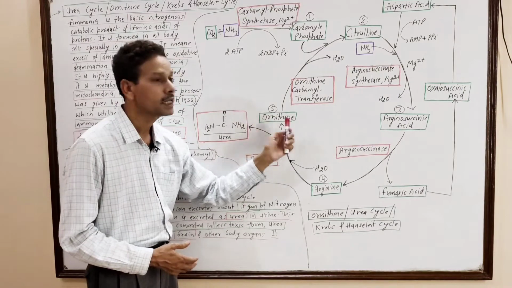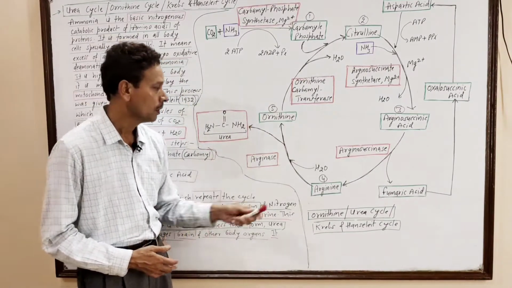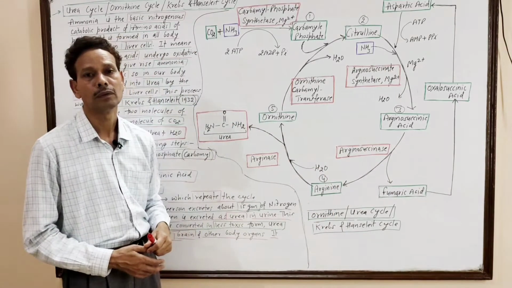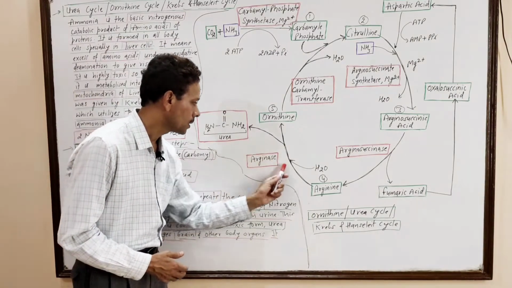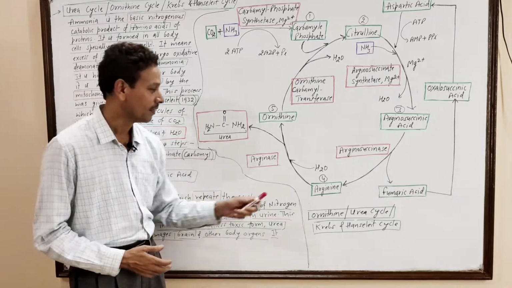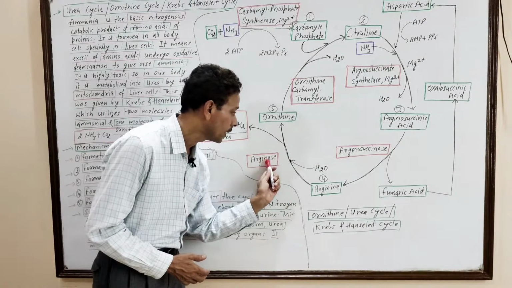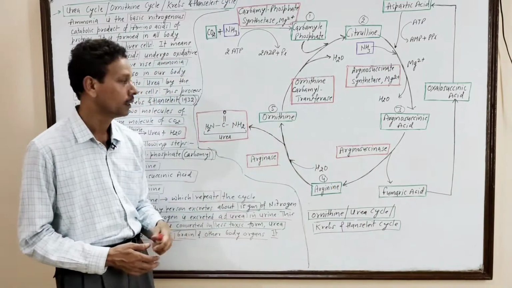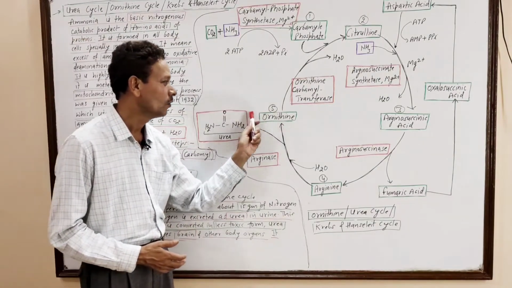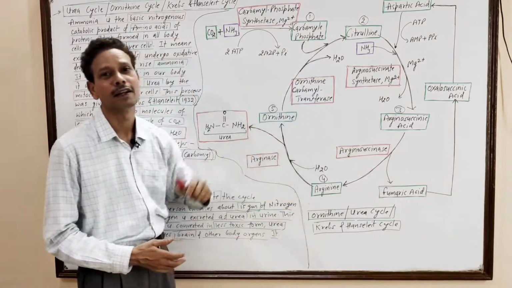This is last and final step of urea cycle, formation of ornithine. This arginine in presence of water molecule, and the step is catalyzed by an enzyme that is arginase, gives rise to one molecule of urea and one molecule of ornithine. This ornithine repeats the cycle.